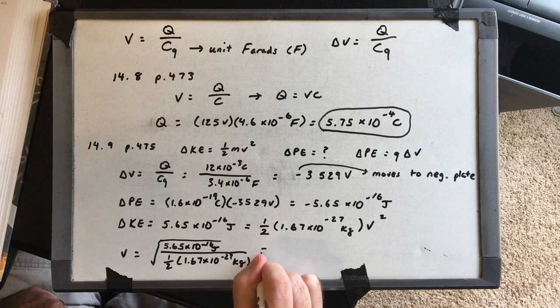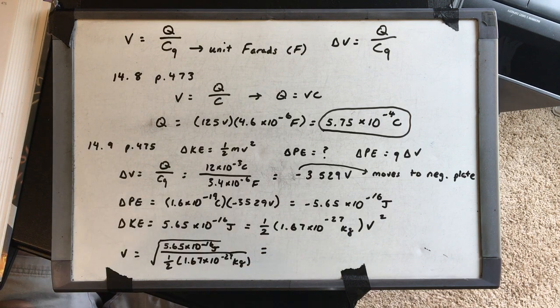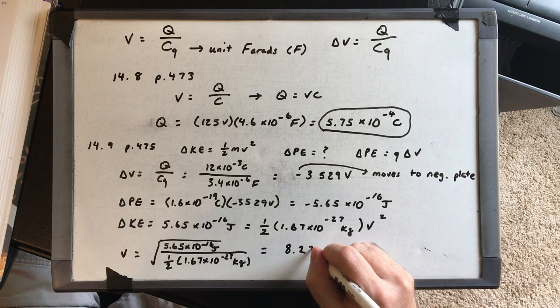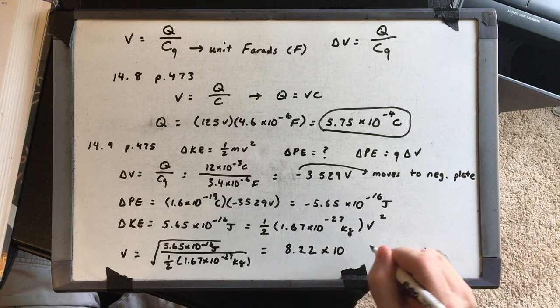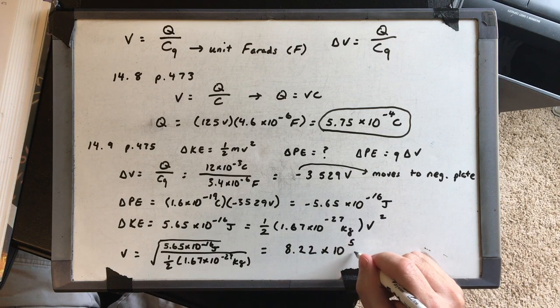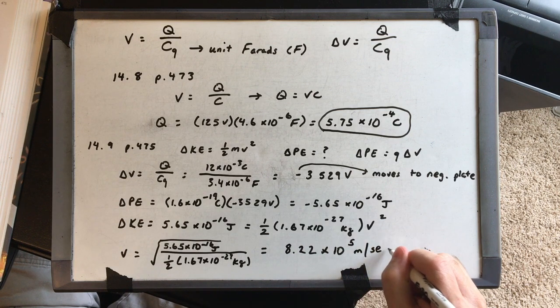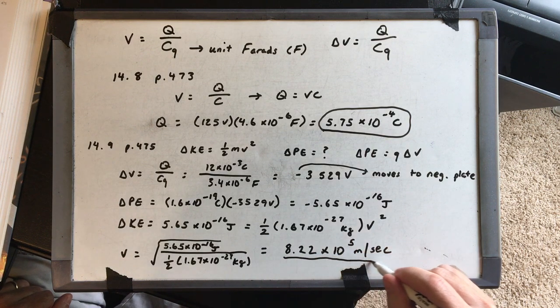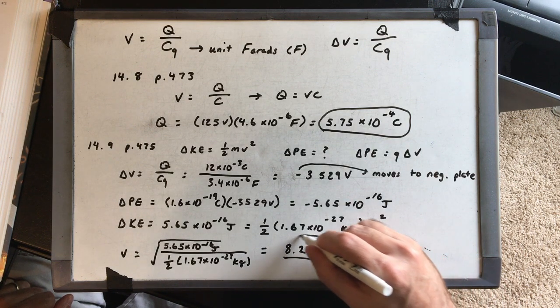Easy to make a mistake in your calculator there, but if you don't make that mistake, you'll get 8.22 times 10 to the 5th meters per second. So try that in your calculator. Less than the speed of light, so it is plausible.